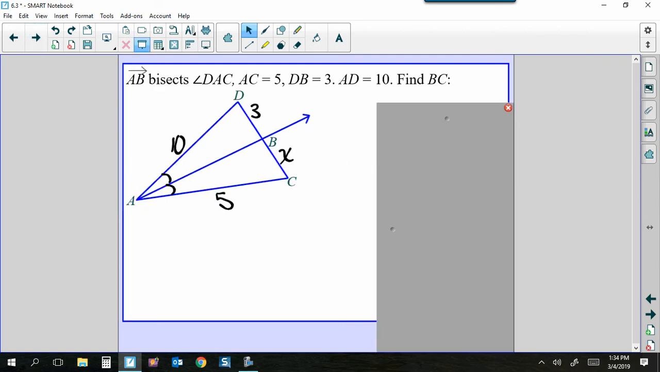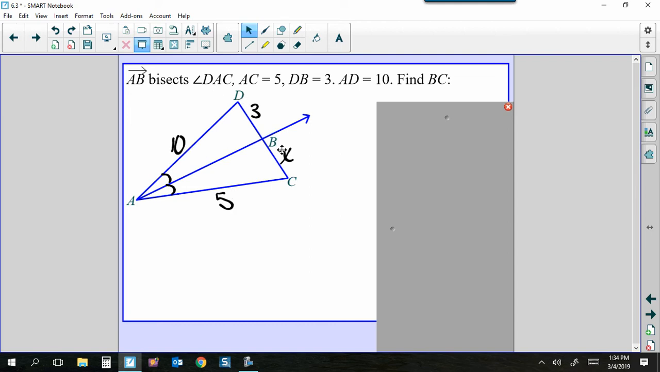So reading here, we have AB is bisecting angle DAC. So I'm going to go ahead and put my congruency marks. We know that angle DAB is congruent to angle CAB by definition of an angle bisector. You're given that AC is 5, you're given that DB is 3, and that AD is 10. You're asked to find BC, so I went ahead and put an X there.